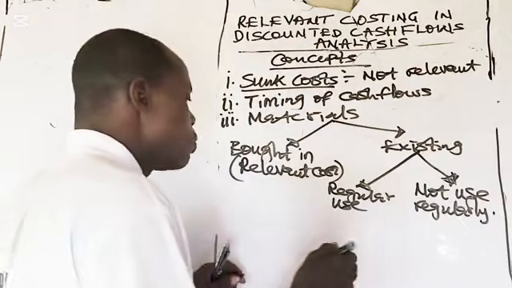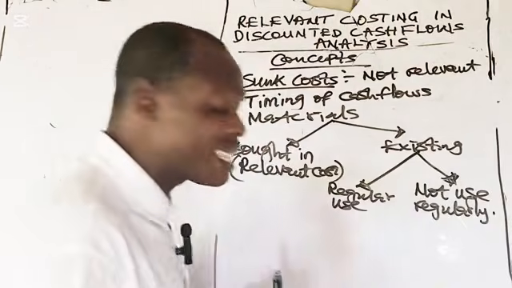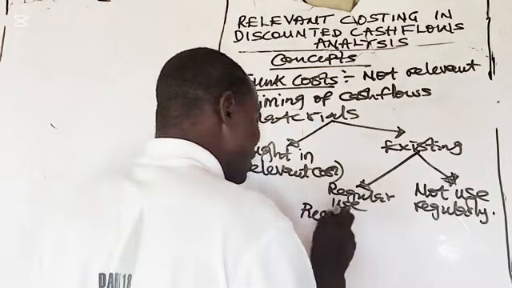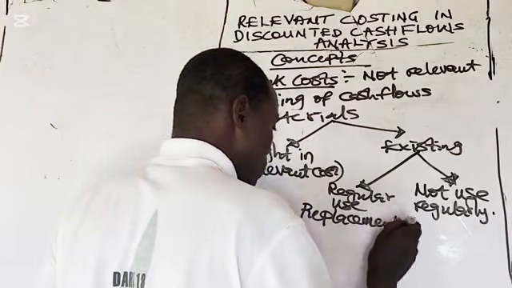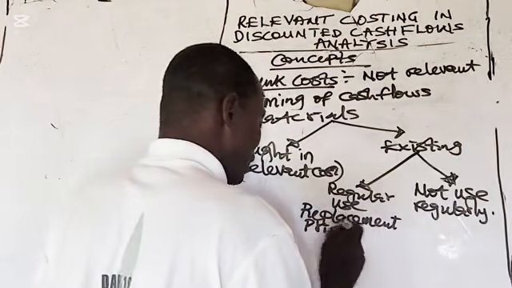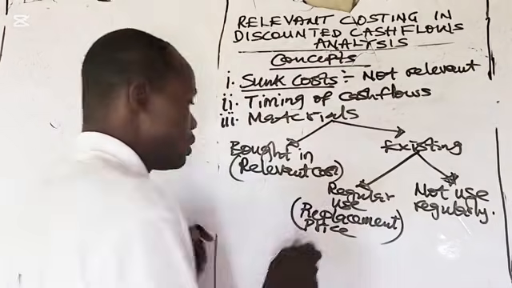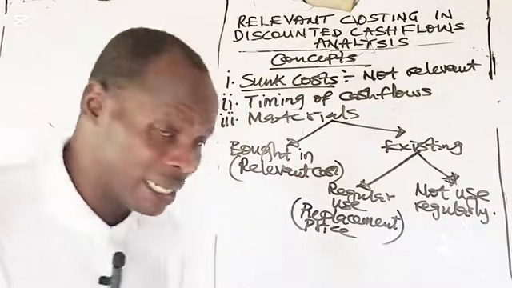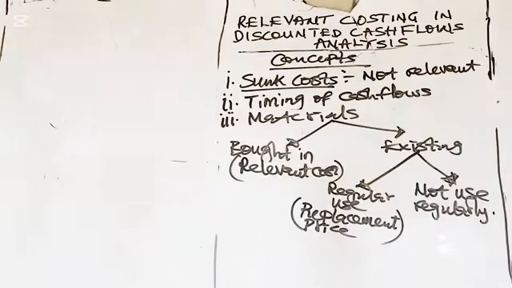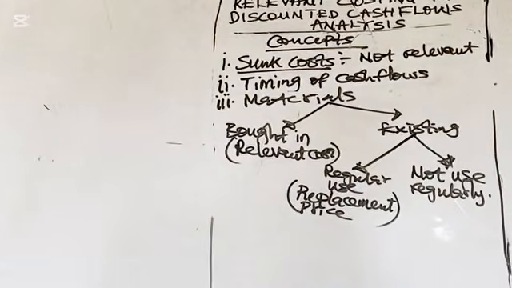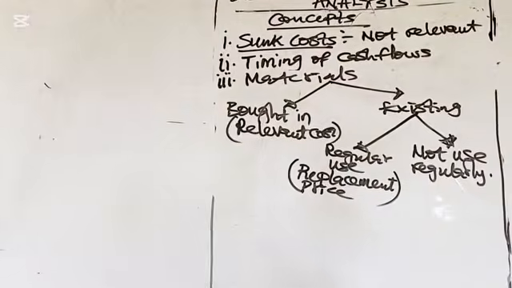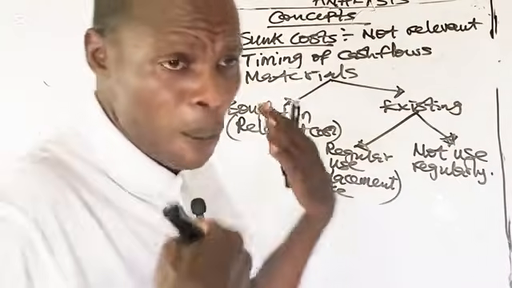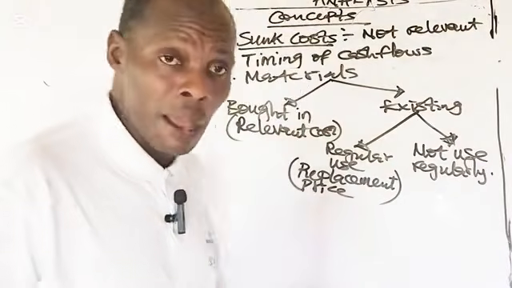Therefore, where it can be ascertained that the materials are used regularly, the replacement price of that material is their relevant cost. So, where materials are used regularly, you use their current replacement price as their relevant cost. By replacement price, we mean the current market value of the materials. It means if you want to buy them currently, how much would they be bought?